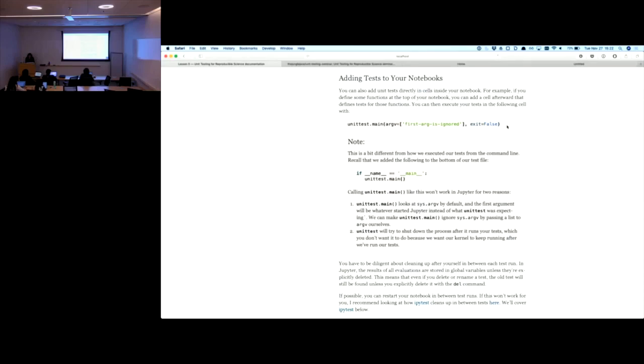The thing to bear in mind if you're adding unit tests directly into your notebook is that you have to be really careful about cleaning up after yourself in between test runs. In Jupyter, the results of every evaluation are stored in the global state unless they're explicitly deleted with the delete command. So if you rename a test or remove a test from your test method and rerun your notebook, unittest is still going to find those old tests and still try to run them.